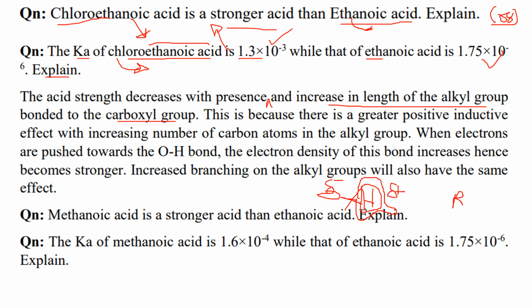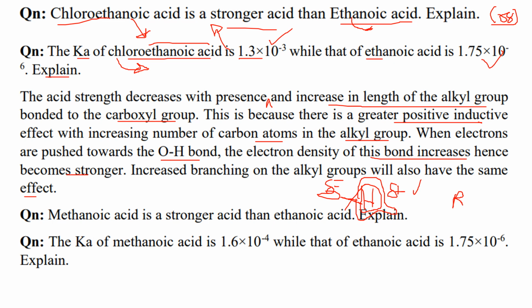So coming back to the reason which was dotted here, we are saying that this is because there is a greater positive inductive effect in ethanoic acid with increasing number of carbon atoms that are present in our alkyl group. Now we are saying that when electrons are pushed towards the oxygen to hydrogen bond, the electron density of this bond increases. Electron density, they are talking about the partial negative and partial positive that I've been talking about, hence becomes stronger. And increased branching on the alkyl groups will also have the same effect. I hope you have summarized out something important.